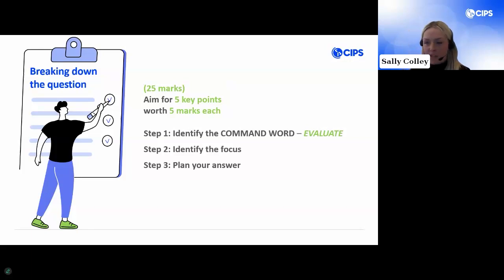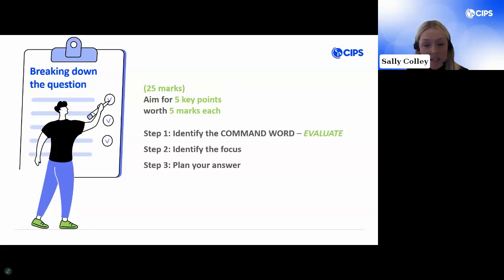So let's start to take the question and break it down. Step one, we have identified the command word: evaluate. So we know we need to provide a balanced analysis, and evaluate provides a value judgment based on evidence, ending with that final conclusion about the approach's overall effectiveness.